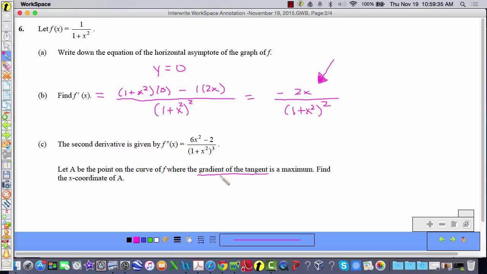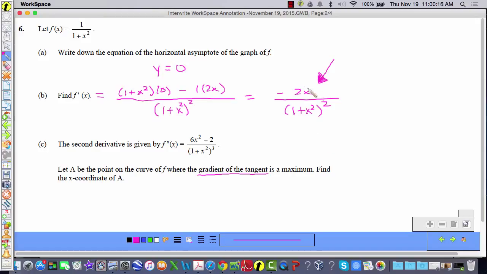So what they're essentially asking is, when is this function at a maximum? And they're telling us it occurs at point A. So they're asking us, where does the maximum of this function occur? It's the same thing as saying, forget that this is the derivative, if I gave you f of x equals negative 2x over 1 plus x squared squared, and I said find all the maxes and mins, you would immediately take the derivative of this, set it equal to 0, find your critical points, and do your testing to find out where there's a maximum.